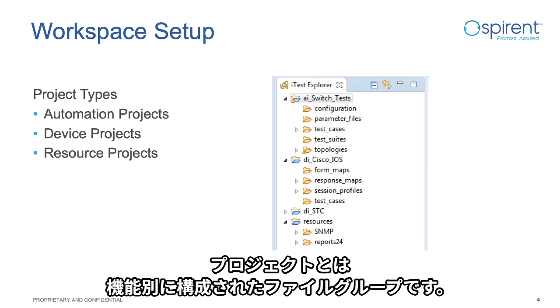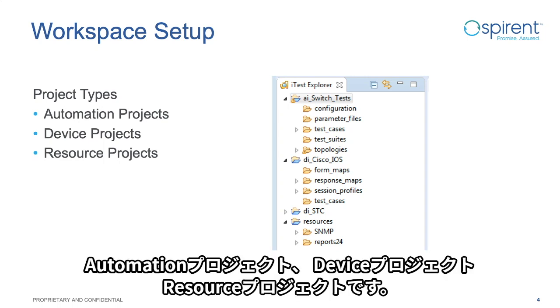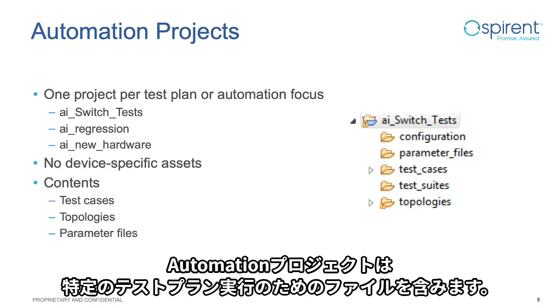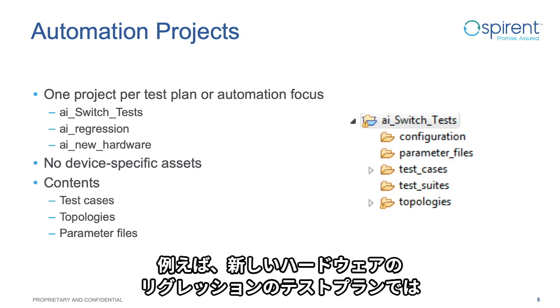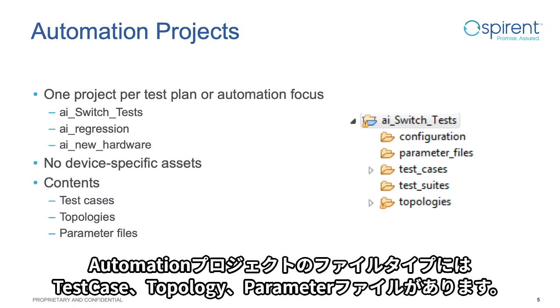Projects are groups of files organized by function. There are three types of projects in iTest: automation projects, device projects, and resource projects. Automation projects contain files needed to execute a particular test plan. For example, if you had a test plan for new hardware and a test plan for regression, each of these would have its own automation project. File types stored in automation projects include test cases, topologies, and parameter files.